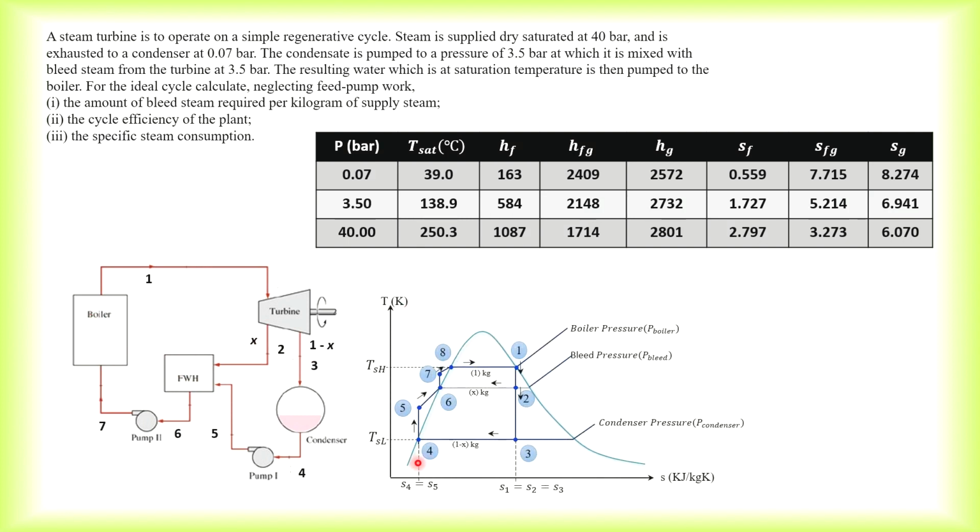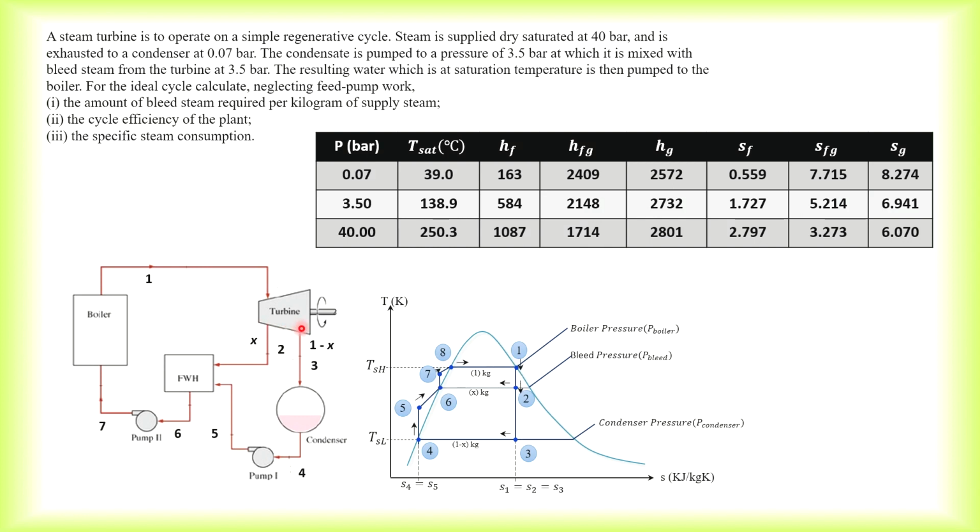And then this would be the TS diagram. When it refers to point 1 in the schematic diagram, that would be the inlet to the turbine. So it will undergo an isentropic expansion from state point 1 to 2. And at state point 2, X kg of steam is being extracted for mixing purposes. That would be here in the schematic diagram.